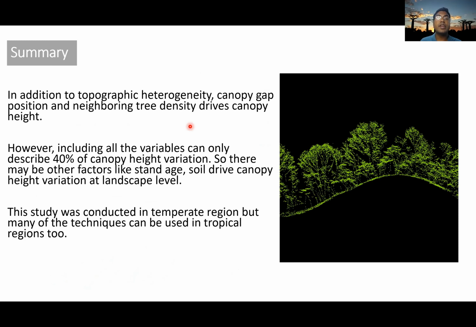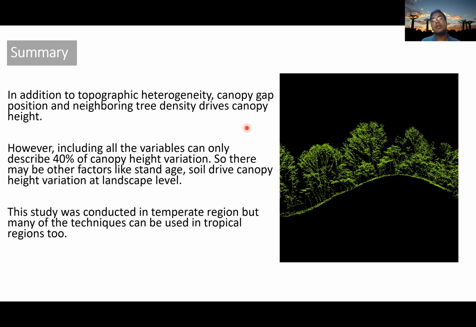In addition to topographic heterogeneity, canopy gap position and neighboring tree density drive canopy height. However, including all the variables can only describe 40% of the canopy height variation. So other factors like stand age and soil drive the canopy height variation at landscape scale.